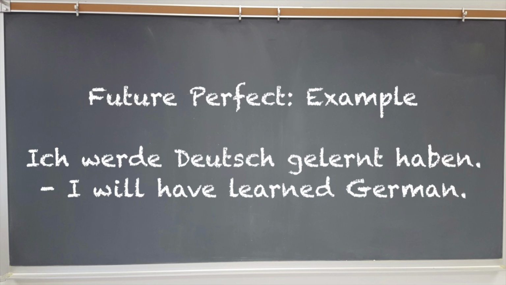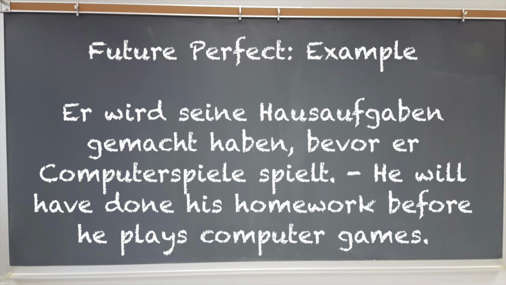The English again is very similar. Here we have a form of will, same as we did in the other future tense, and we have a form of have, and we have a form of learn, which is in this case learned, which is again the past tense. Er wird seine Hausaufgaben gemacht haben, bevor er Computerspiele spielt. He will have done his homework before he plays computer games.